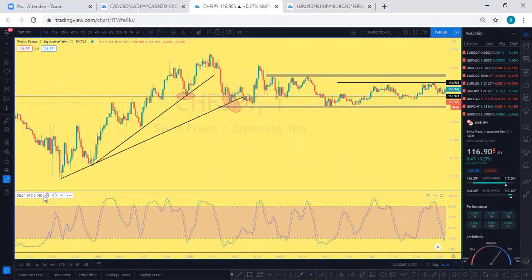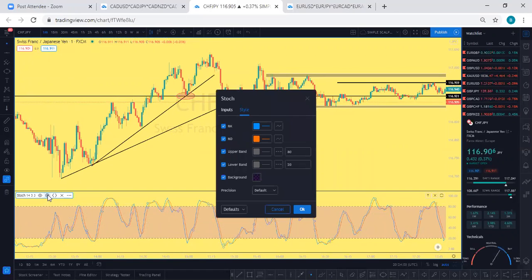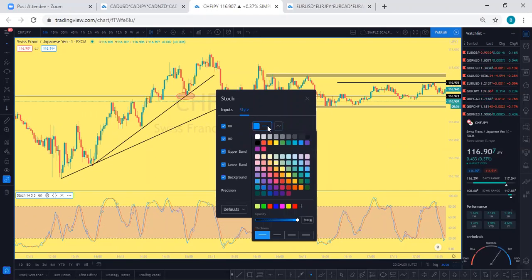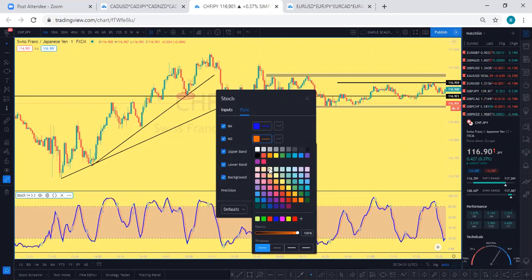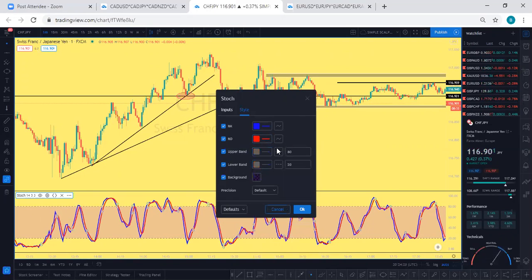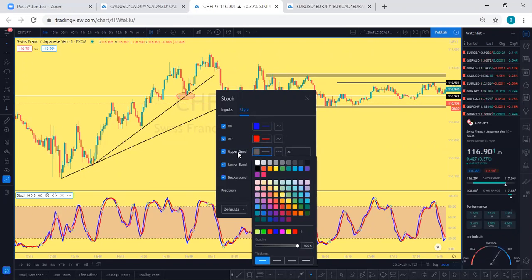So now, first of all, let me style my stochastic. I'm going to click on settings. I'm going to leave everything the way it is. What I just want to do is increase the thickness. So I'll come here and increase this thickness to the third. I think I want to change this blue to this very aggressive blue, change this orange to red, and choose the good.